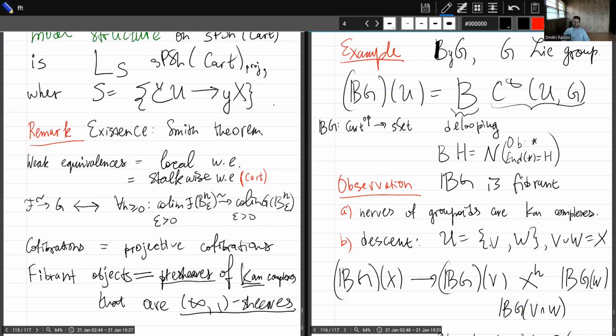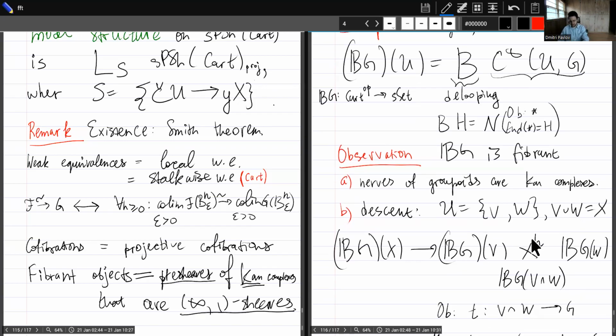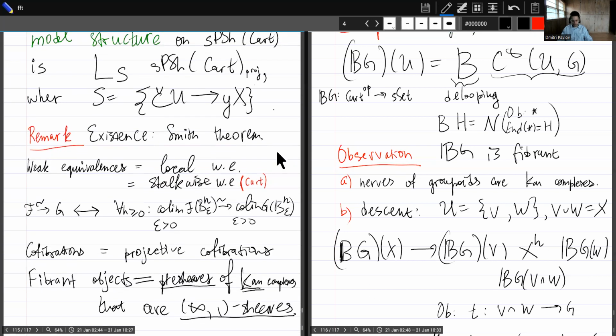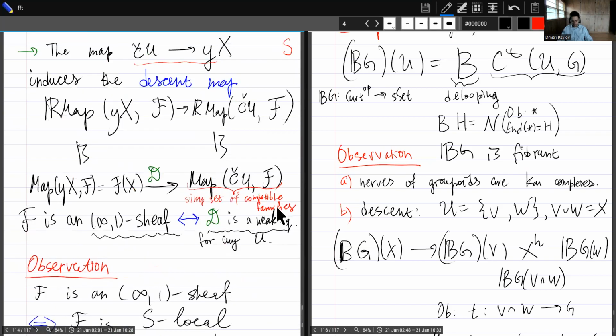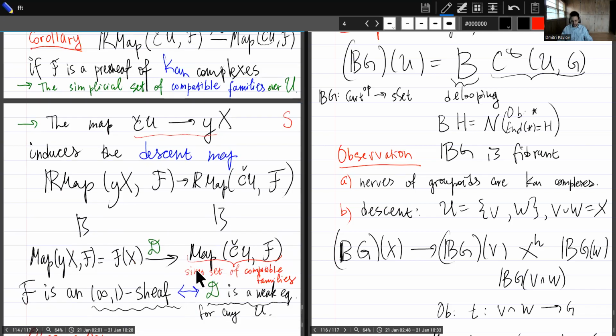And let me illustrate it for good open covers consisting of two elements, V and W. So V, W is a good open cover of X. So their union is X and their intersection is a Cartesian space. Then the descent morphism will be a morphism from BG evaluated on X. And on the right side, I will need to put this mapping simplicial set from the Čech nerve to F.